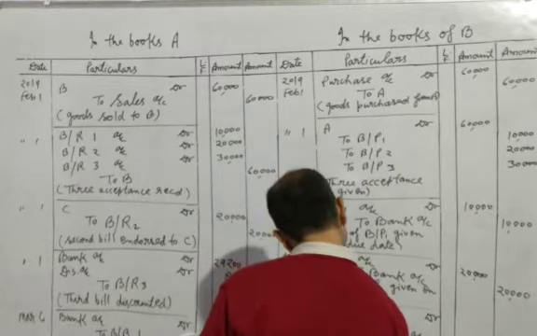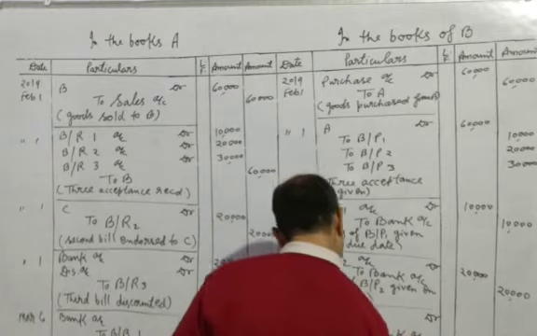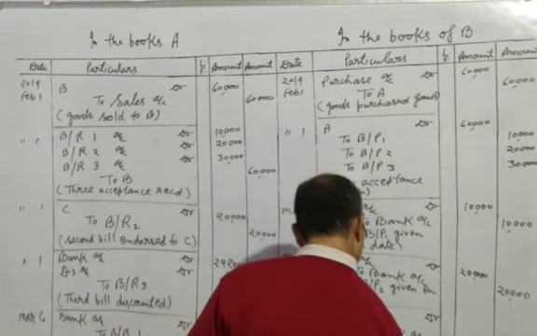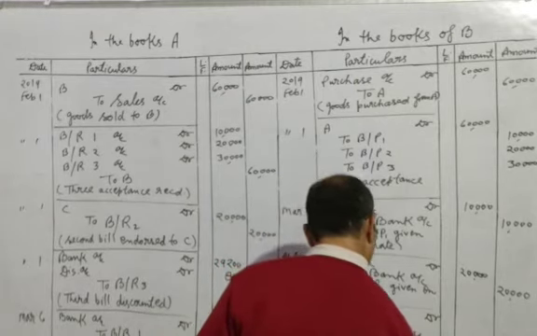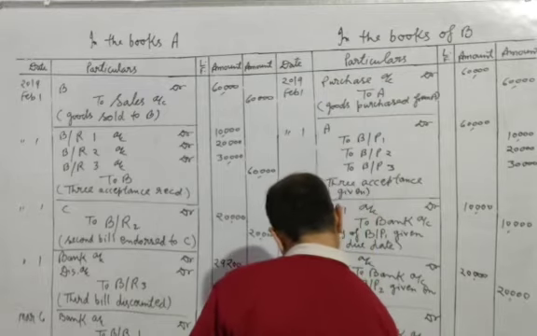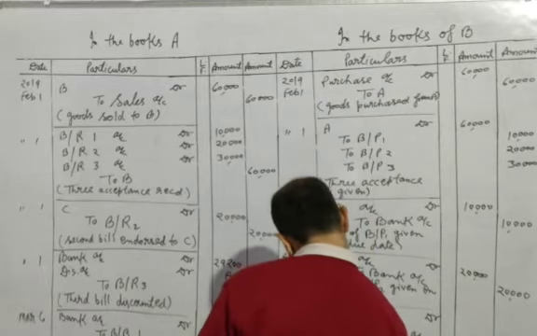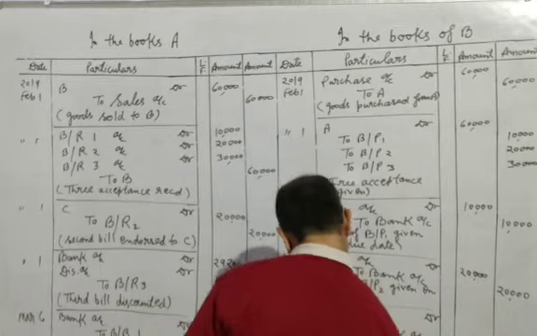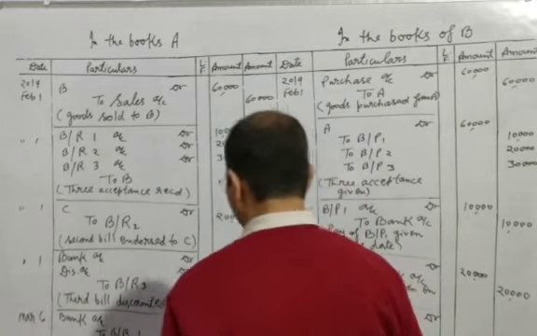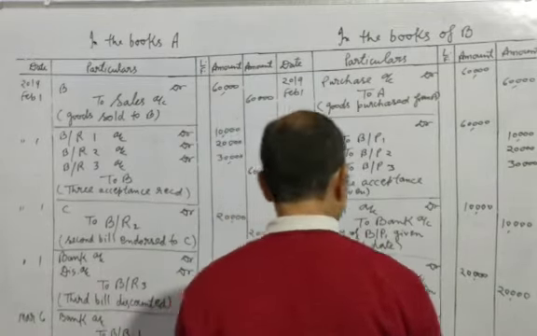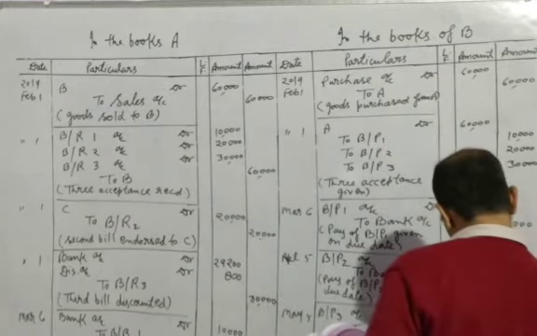Now narration: payment of BP3 given on due date. And what is the amount of the third bill? Amount of the third bill is 30,000.